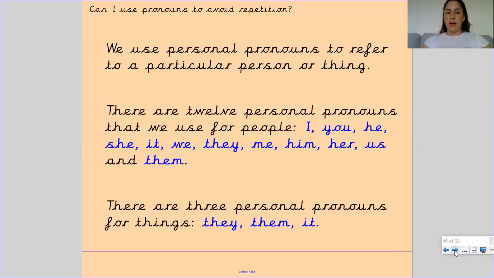We use personal pronouns to refer to a particular person or thing. Now, there are 12 personal pronouns that we can use for people. Pause the video and have a go at reading these yourself, and then we'll read them together. So these are personal pronouns that we use for people. I, you, he, she, it, we, they, me, him, her, us, and them. There are 3 personal pronouns for things: they, them, and it.